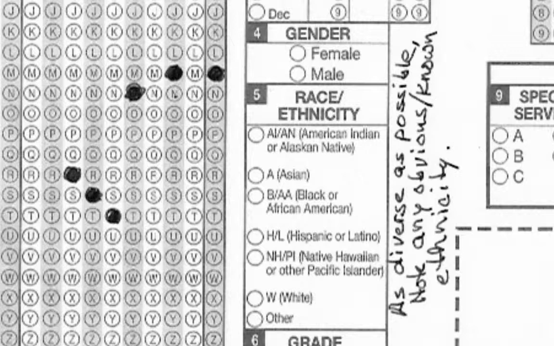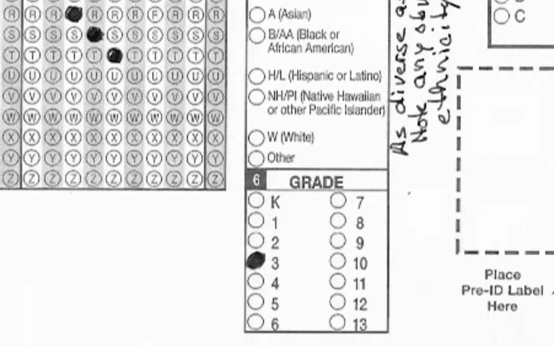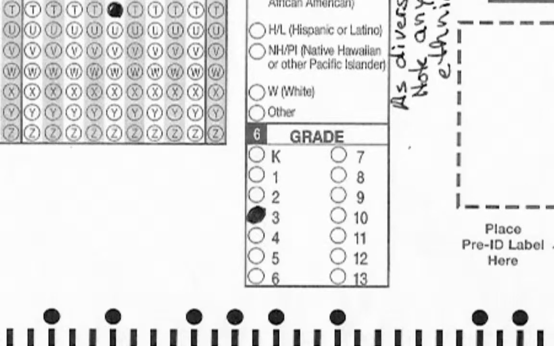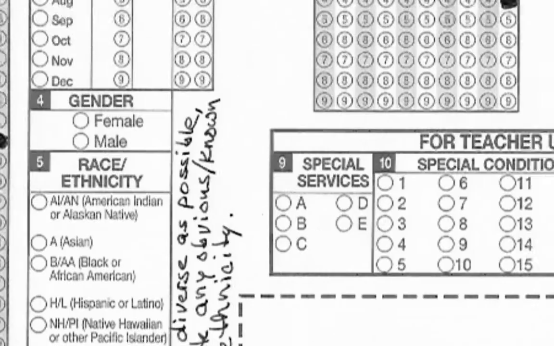Grid this the way it's listed on the roster that you're given, because this is the race or ethnicity that the parents have put down for our official records. So even if you think they're wrong, even if you think it should be something else, do what is on the roster, because that's the official thing that the parents have given us. Then at the bottom, under grade, color in the circle for the grade.